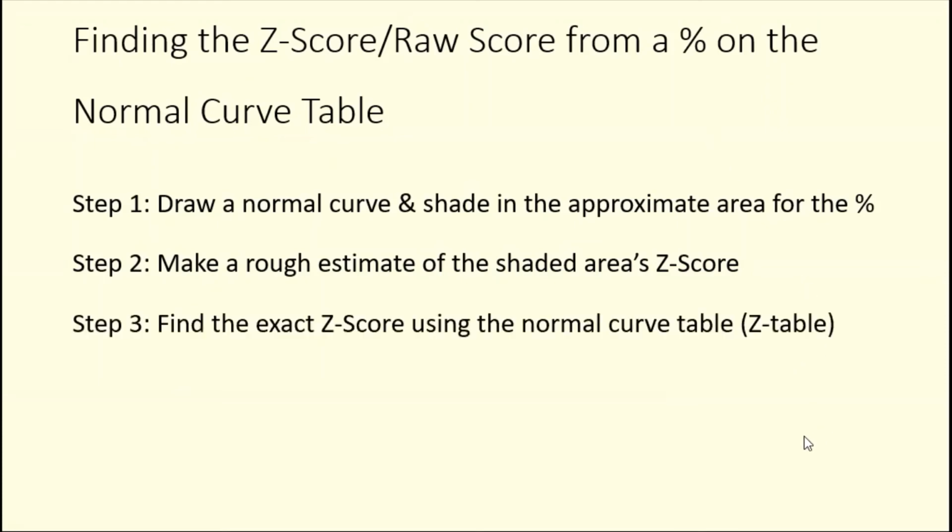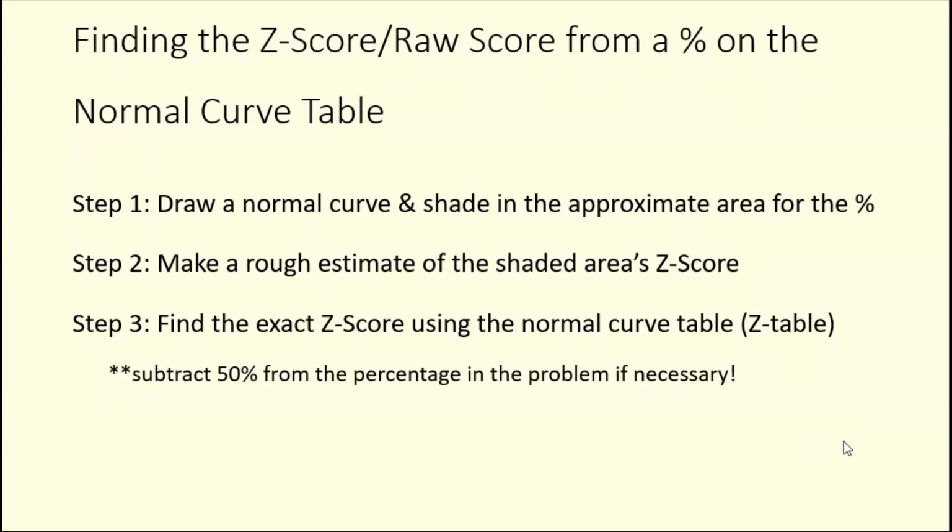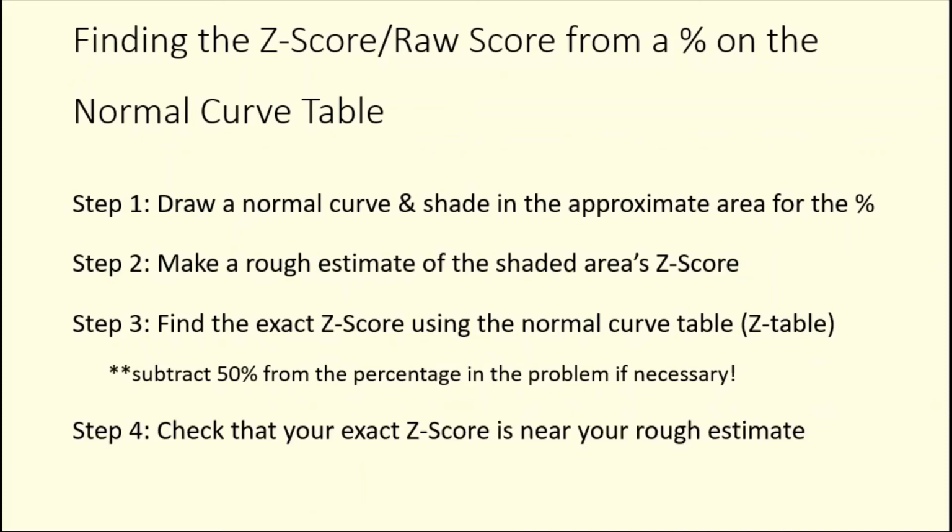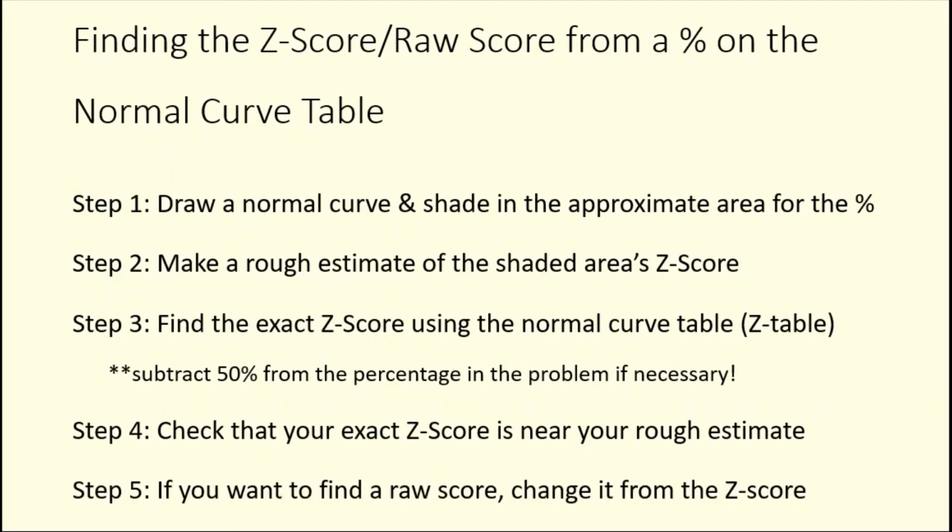We're going to find the exact z-score using the normal curve table, subtracting 50% now if necessary in the problem. And we're going to check that our exact z-score is near our rough estimate. And lastly, this is going to get us our z-score here. If we want to find a raw score, we're going to go back to our earlier formula for how to change a z-score to a raw score.